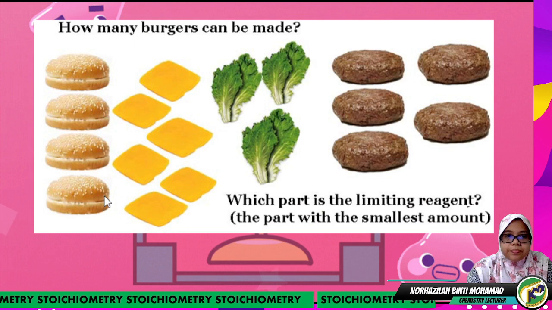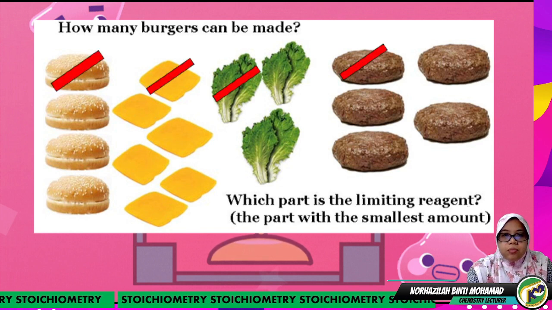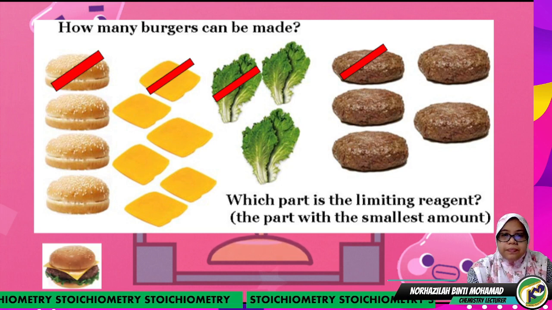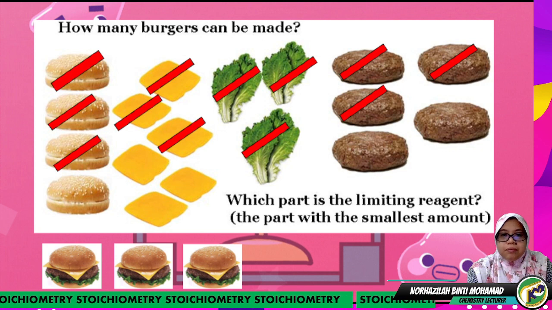So let's say I have four buns, eight slices of cheese, three green salad, and 5 patty. So how many burgers can be made? We will try to combine all of these items. To make up one burger, I need one bun, one cheese, one salad, and one patty. So we'll produce one burger, and then second burger, and then third burger. So I can only form three burger.